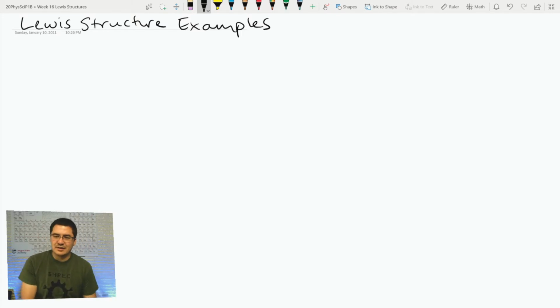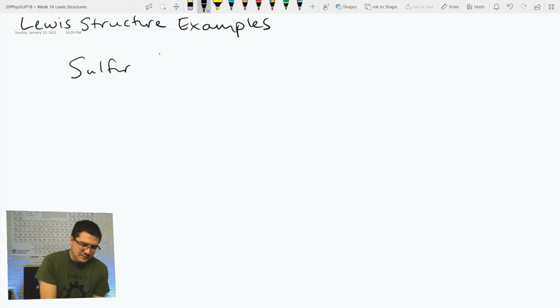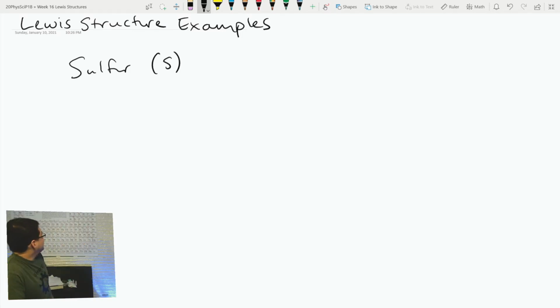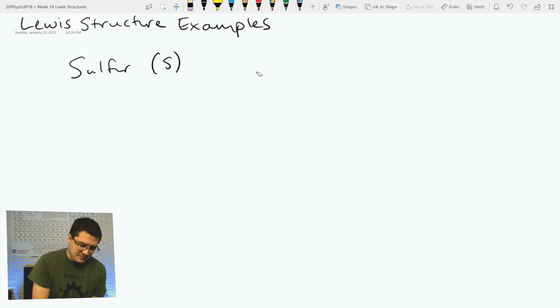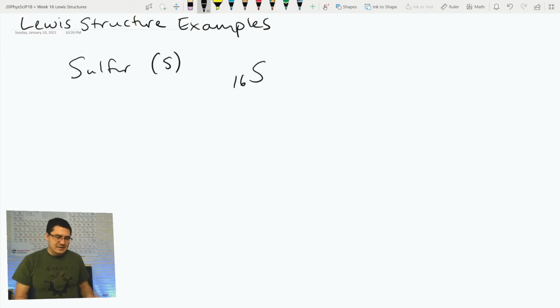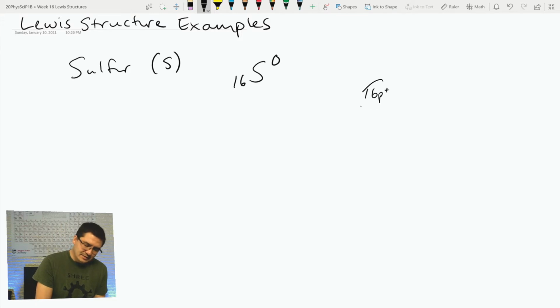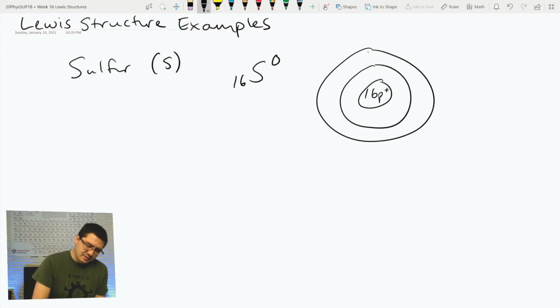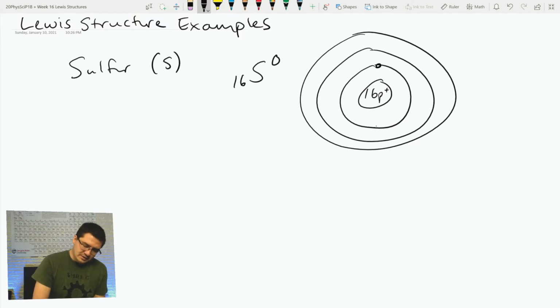So if I said draw the Lewis structure for sulfur, right? Sulfur is an element, element symbol S. So for these single atom ones, you look up their atomic number. So this has 16 protons, and so it also has 16 electrons. It's neutral. So if we were to draw a Bohr model, you'd put 1, 2 electrons on the inner ring, 1, 2, 3, 4, 5, 6, 7, 8. So I'm up to 10, 11, 12, 13, 14, 15, 16.